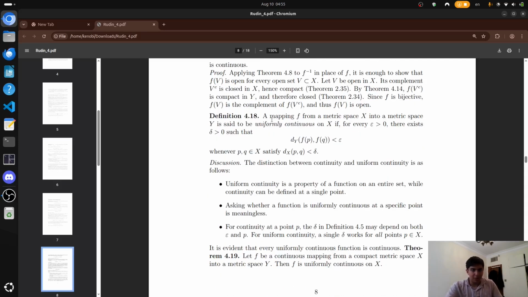Now, definition 4.18, a mapping f from a metric space X into a metric space Y is said to be uniformly continuous on X if for every epsilon greater than 0 there exists delta greater than 0 such that the distance d_Y of f of p, f of q is less than epsilon whenever p, q in X satisfy d_X of p, q is less than delta. That's for uniform continuity.